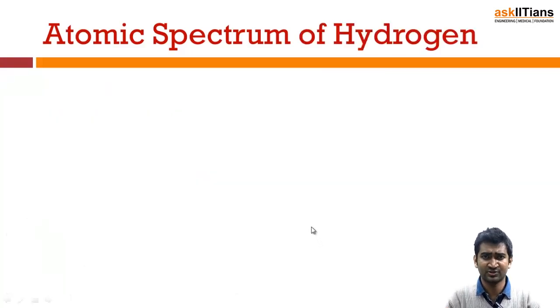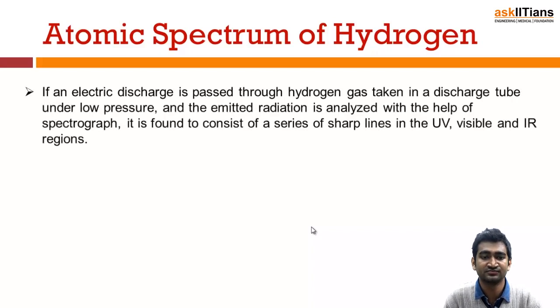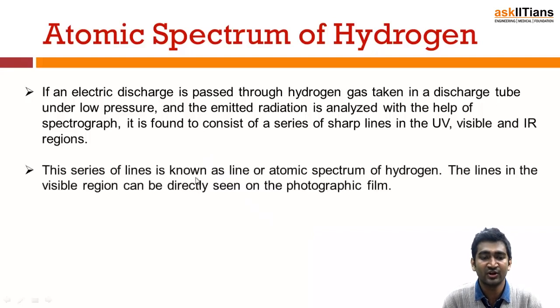Next, the very special case which is studied is hydrogen, because it is considered the simplest atom, with no neutrons first of all. In the case of hydrogen also, we pass it through an electric discharge and then we observe the lines, which are known as the atomic spectra of hydrogen.